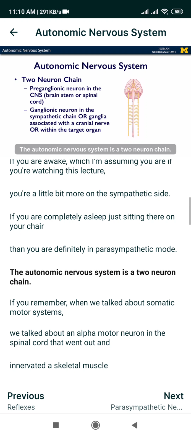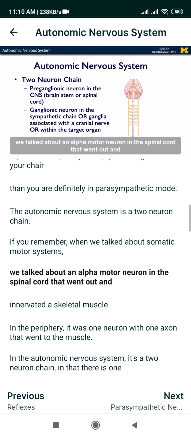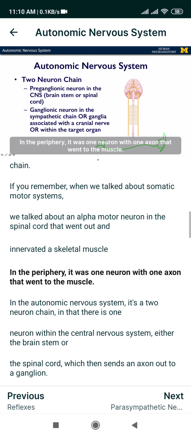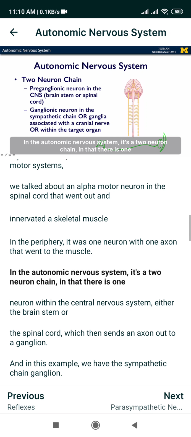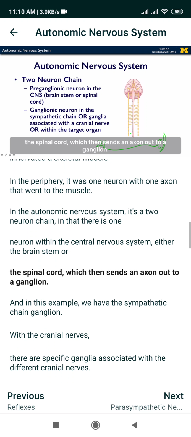The autonomic nervous system is a two-neuron chain. If you remember, when we talked about somatic motor systems, we talked about an alpha motor neuron in the spinal cord that went out and innervated a skeletal muscle in the periphery, and it was one neuron with one axon that went to the muscle. In the autonomic nervous system, it's a two-neuron chain, in that there is one neuron within the central nervous system, either the brainstem or the spinal cord, which then sends an axon out to a ganglion.